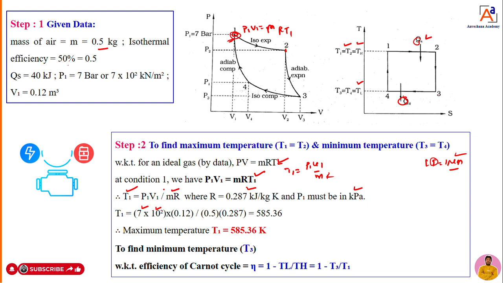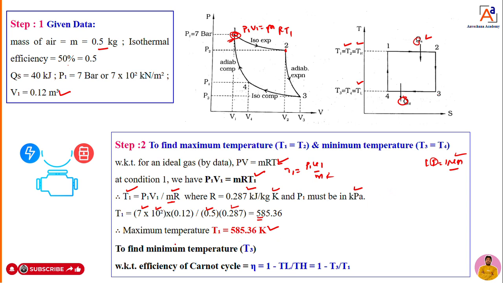Okay, then into V1. What is V1? He has already given, that is 0.12 meter cubed, substituted, divided by the mass he has given, 0.5 kg. Then what is the gas constant? That is 0.287. Substitute, you are going to get a temperature, that is 585.36 Kelvin. Because you are going to put the gas constant in terms of Kelvin, the final answer we are going to get in Kelvin itself, that is T1 is equal to 585.36 Kelvin. Hence we determined the temperature of the heat source at the beginning.